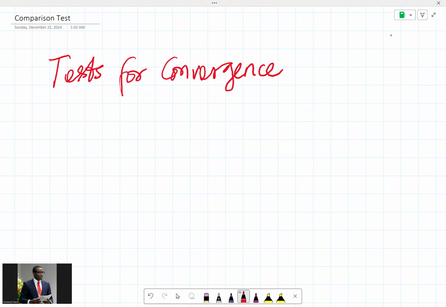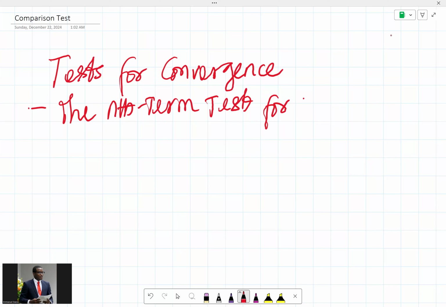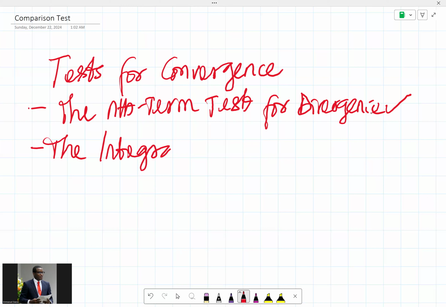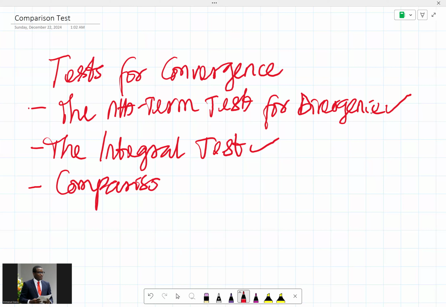Okay, we have the nth term test for divergence. That was already taken care of. Then we have taken care of the integral test. Integral test done. Then this video is going to focus on the comparison test.